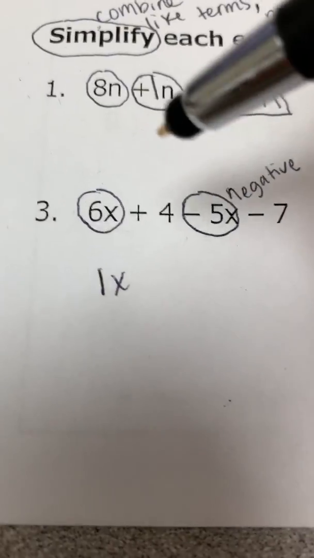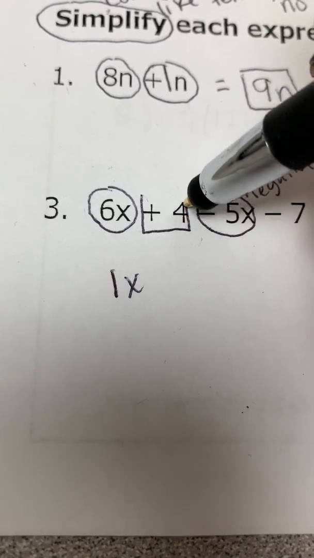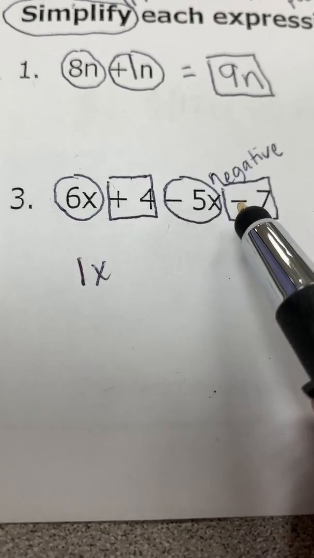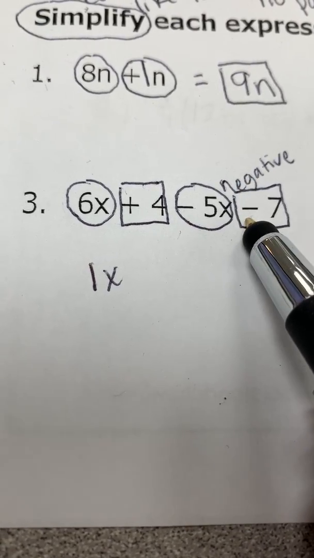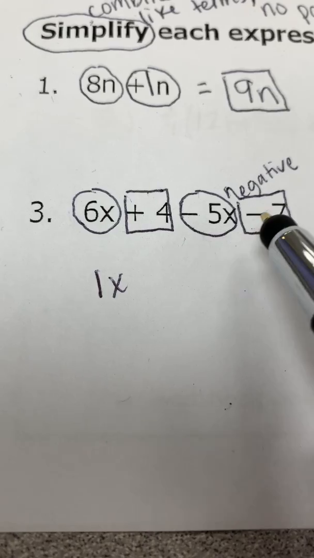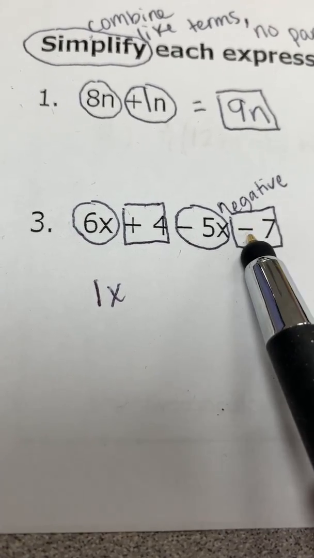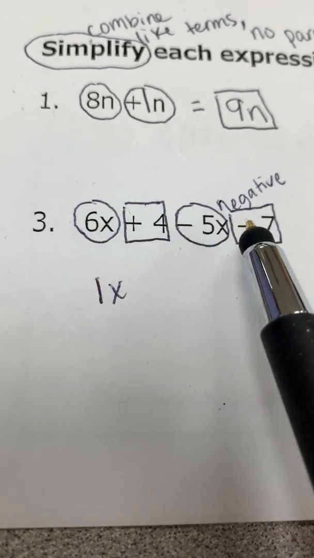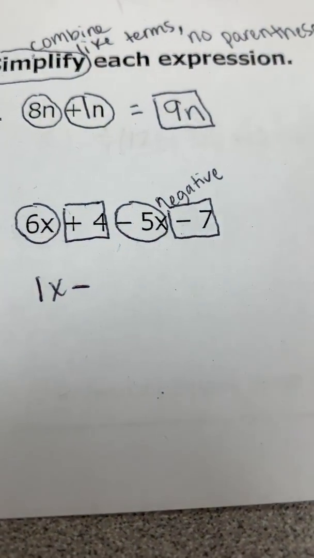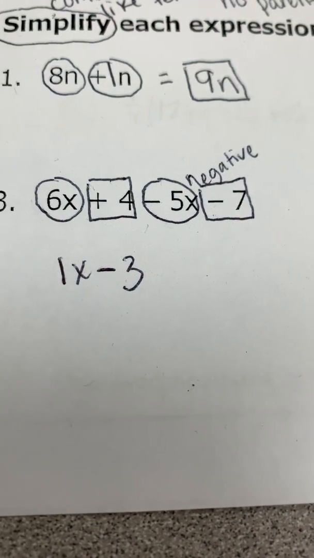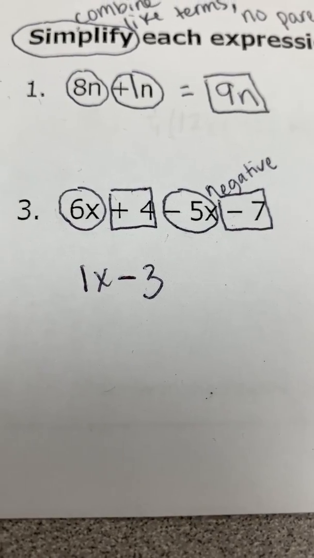And then I can also combine my constants together. I have positive 4 and I have negative 7. Again, it's also negative because it's a subtraction sign. Subtraction and negatives, we can start thinking about them as the same thing. So a negative 7 and a positive 4. I have more negatives than positives, so it's negative. And I have 4, 5, 6, 7. I have 3 more negatives than positives, so 1x minus 3.